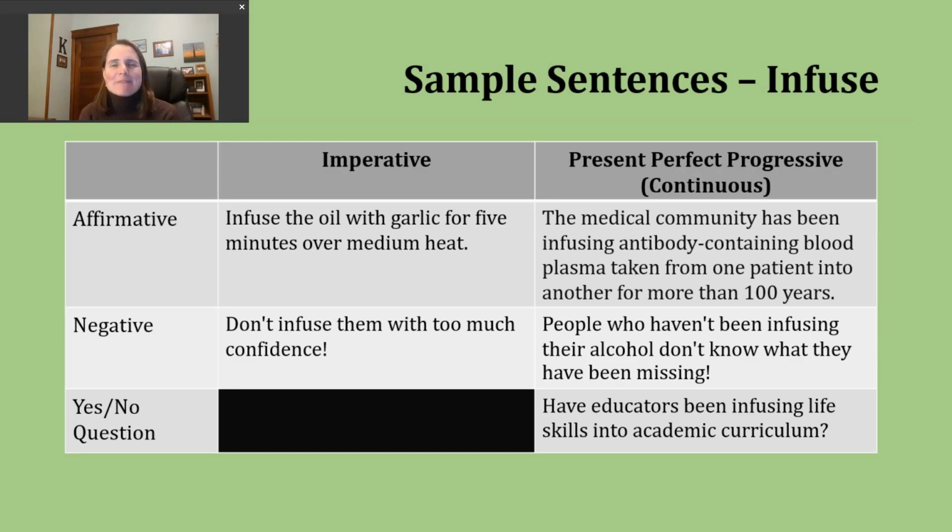Finally, let's talk about making a yes or no question in the present perfect progressive. To do this, start with have or has, then we'll have our subject, then the participle been, and then that ing form of the verb. Here's our last example. "Have educators been infusing life skills into academic curriculum?"